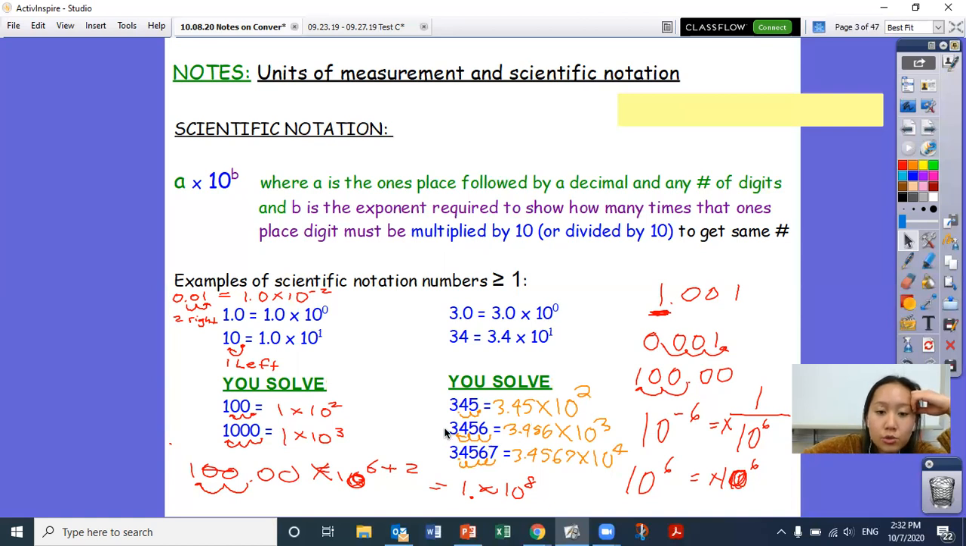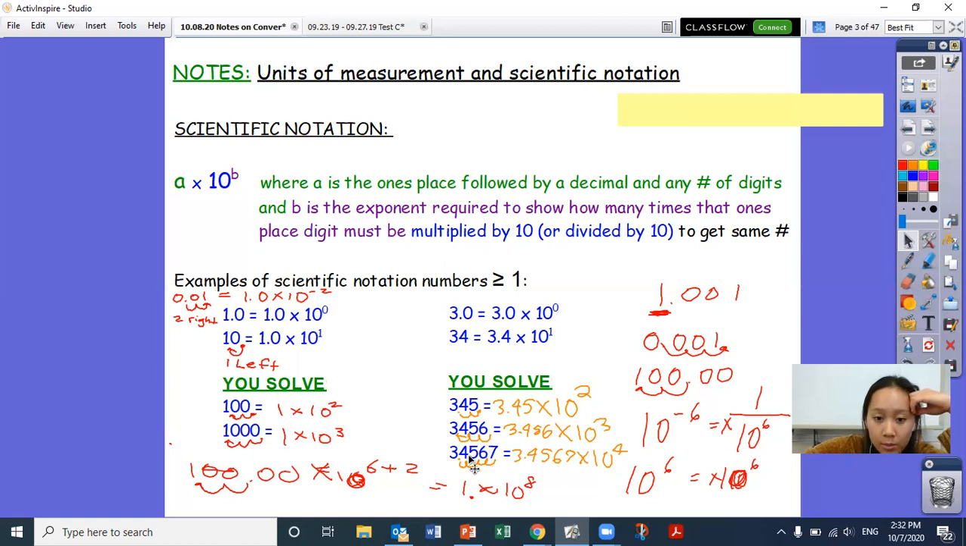Okay, let's do 3,456. So the decimal starts out behind the 6. You're going to move it 1, 2, 3 times to get it behind the first digit. So you moved it 3 times. That means your exponent is going to be a 3 above the 10. And now we have our 3.456, which is our base number. And then is this exponent going to be positive or negative? Right, you're going to see if this is bigger than this? Is 3,456 bigger than 3.456? Yes, it is bigger. So then the power up here, the exponent is going to be positive.